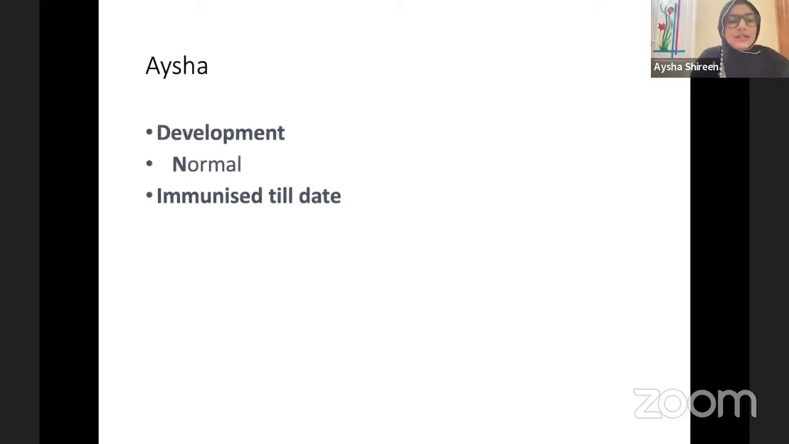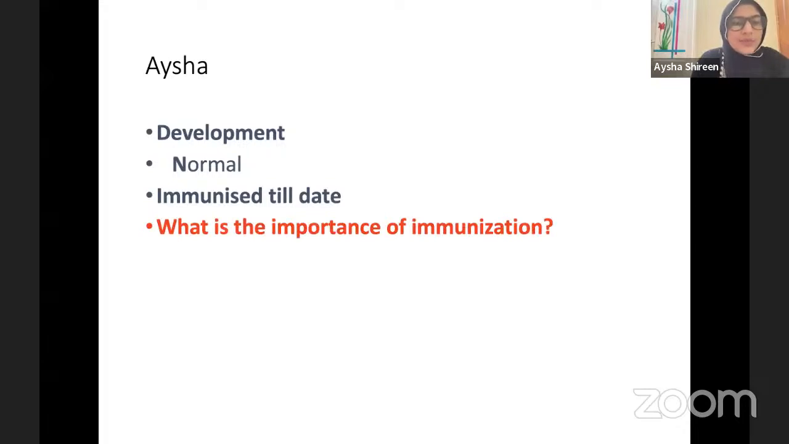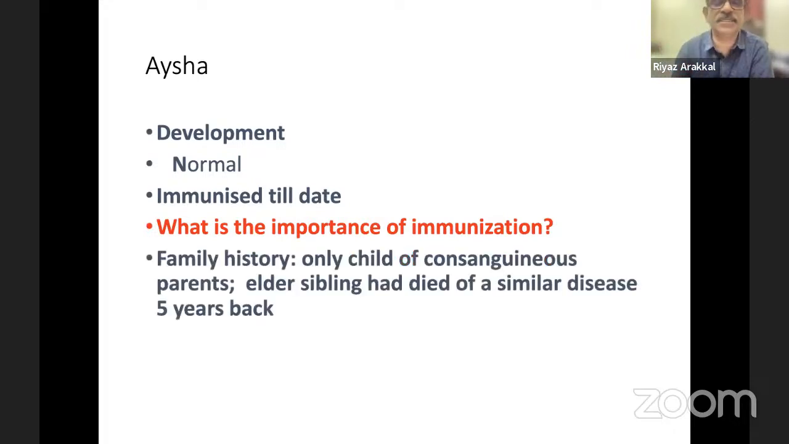Developmental history, it is normal. Immunization, child is fully immunized up to age. What's the importance of immunization in Wilson disease, or any chronic liver disease? We have to give an additional hepatitis A vaccination. All these children should be given hepatitis A vaccination in addition to hepatitis B vaccine, because their liver is already damaged. If they develop hepatitis A, that can be detrimental. This is one of the definite indications of hepatitis A vaccine in pediatrics.